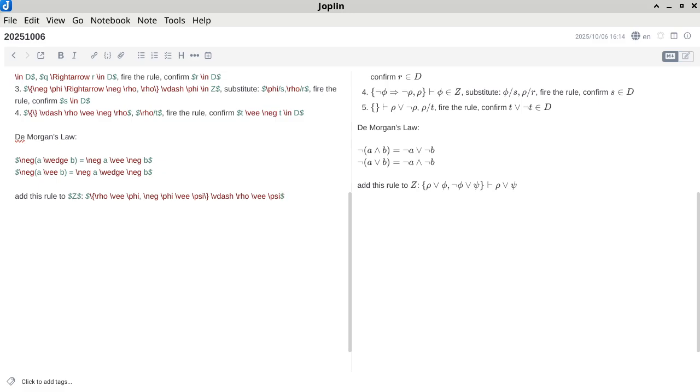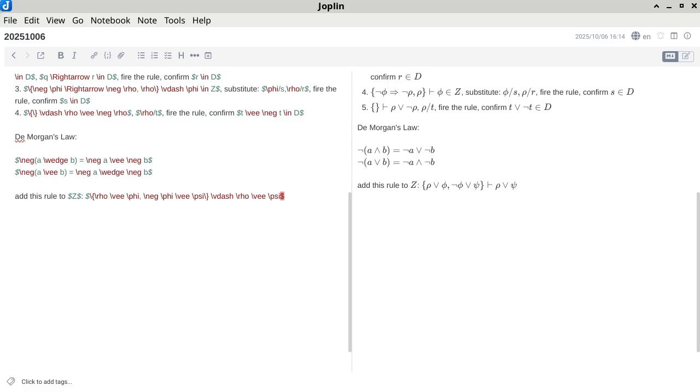If we can find two disjunctions like this, then we can fire the rule, and then we make a new well-formed formula. I should say, we can now discover that this particular well-formed formula, which is a disjunction only involving rho and psi, is going to be in the set D. Now, why is this really cool?